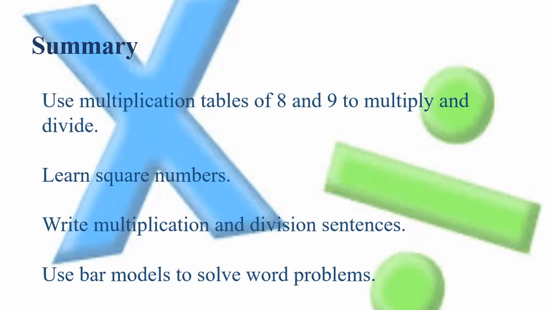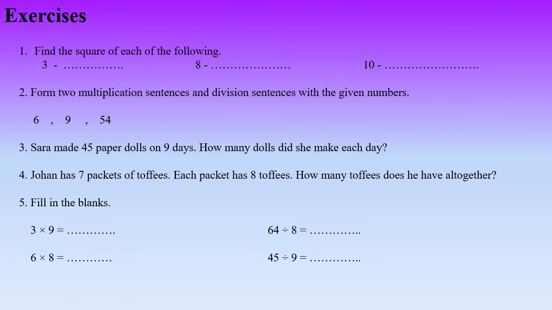Summary. Use multiplication tables of 8 and 9 to multiply and divide. Learn square numbers. Write multiplication and division sentences. Use bar models to solve word problems. Here you can do these exercises, children.